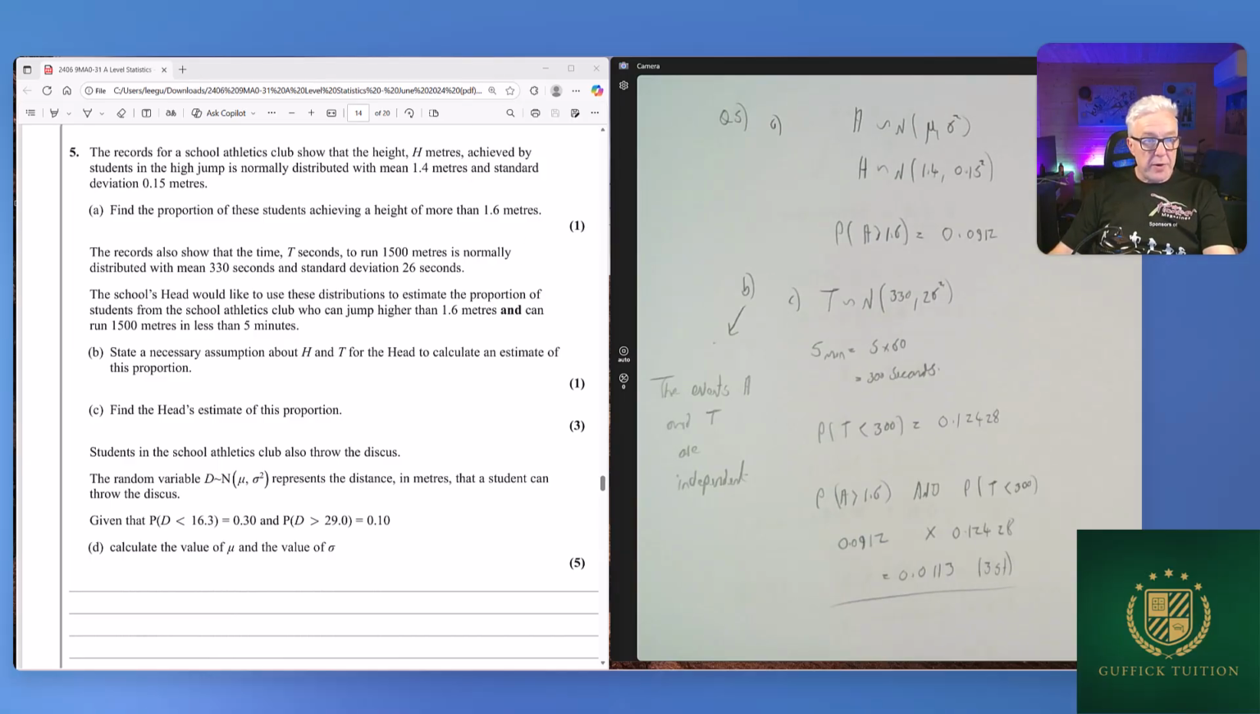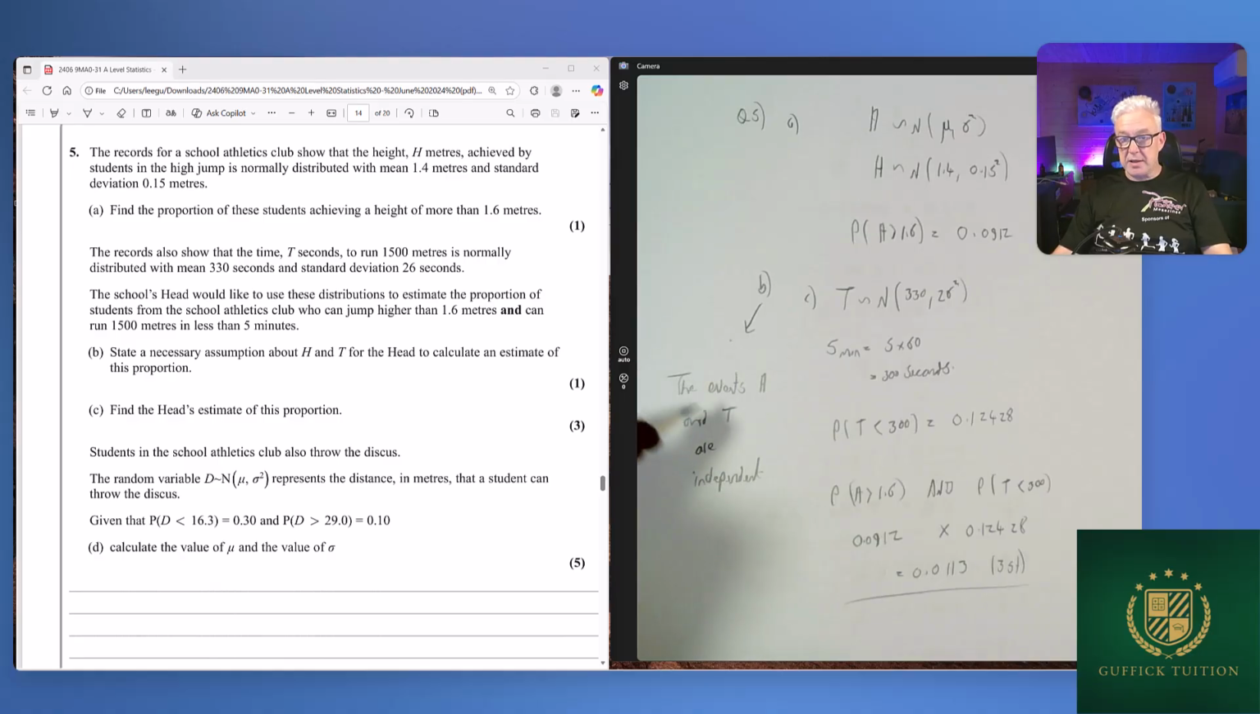Now, it says the records also show that the time t seconds to run 500 meters is normally distributed with a mean of 330 seconds and a standard deviation of 26 seconds. The school's head would like to use these distributions to estimate the proportion of students from the school athletics club who can jump higher than 1.6 meters and run 1,500 meters in less than 5 minutes. Okay. State the necessary assumption about h and t for the head to calculate an estimate of this proportion. So the assumption is that the events h and t are independent of each other.